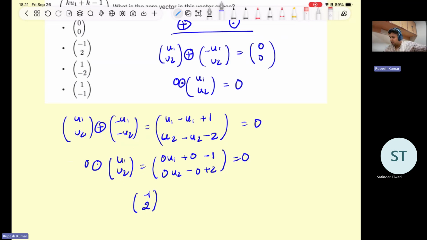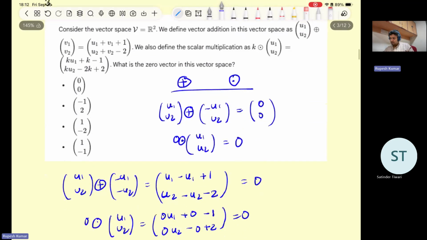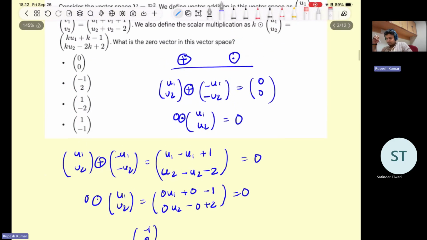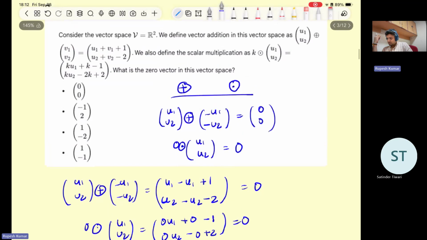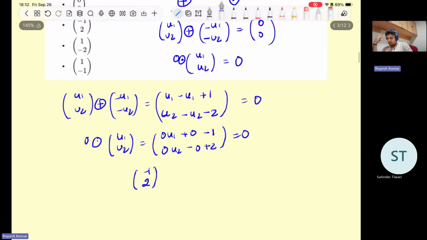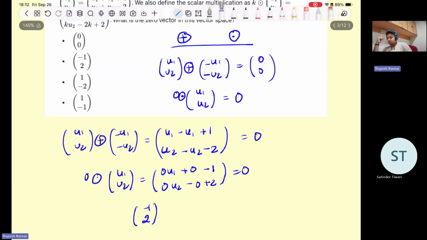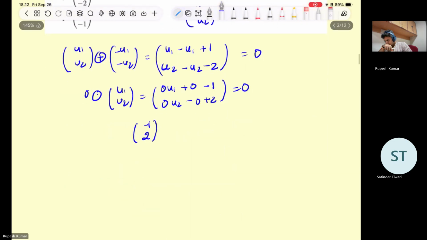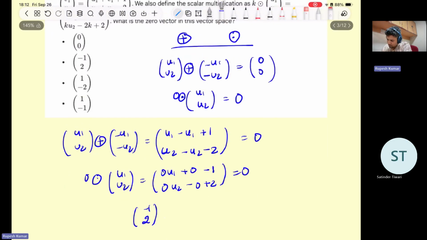I don't know, but the idea is the same. If you negate a vector and then add it with itself, you should get a zero vector, right? So I'm trying to do this and then multiply the vector with a zero scalar. You should get a zero. Fine. So the answer will be minus 1 comma 2.